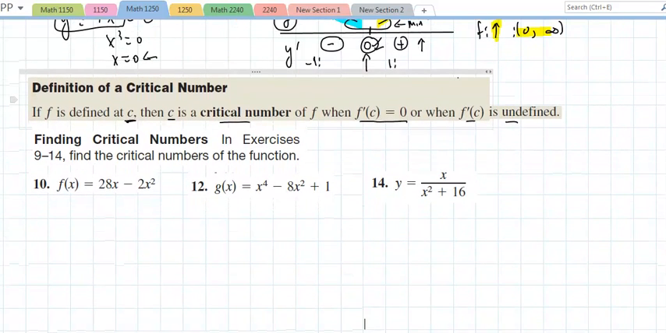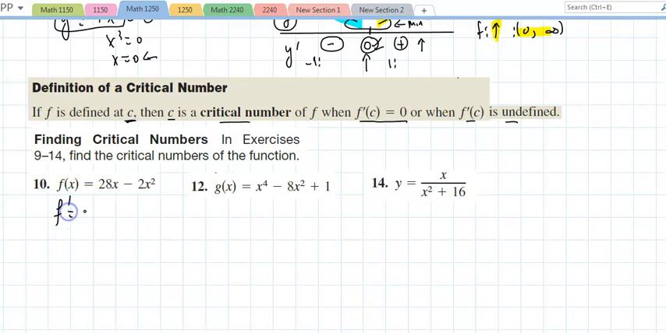So to find the critical numbers, for number 10, I'll take a derivative. That is 28 minus 4x. I'll set that equal to 0. And it's defined everywhere, so this doesn't work. Wouldn't that be negative 4x equals negative 28? And x will be 7. So x equals 7 is the critical number.